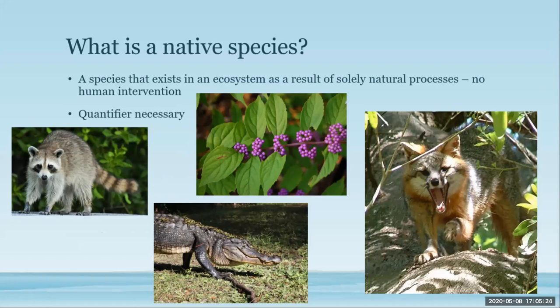So in order to fully describe native, non-native, and invasive species, we would need some sort of quantifier. So it doesn't suffice to say that they're just native. Where are they native to? Are they native to Florida? Are they native to Colorado, to Washington State? So that would be that quantifier. Some examples of Florida native species are the raccoon on the left image. We have the Florida alligator, as well as the gray fox to the right, and the beautyberry, a native plant species.